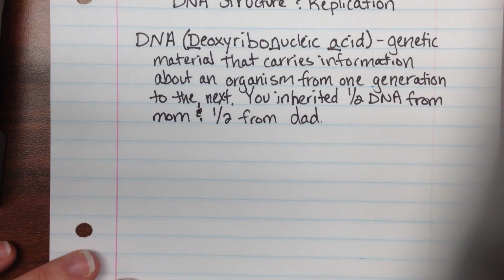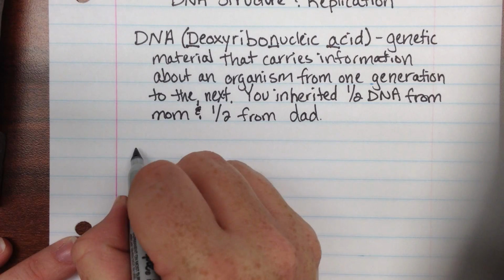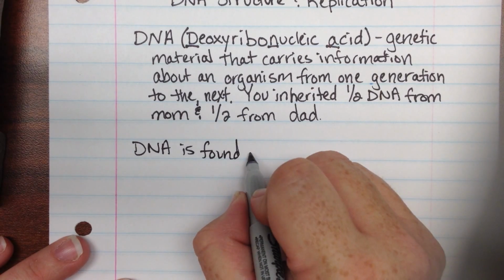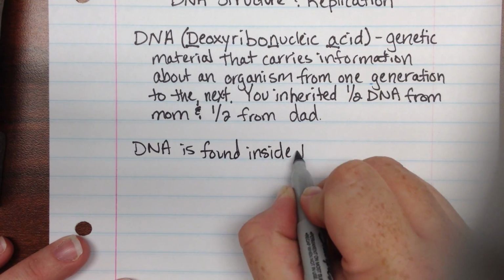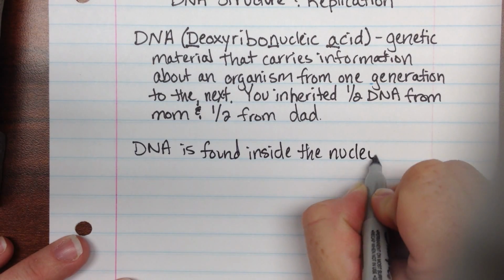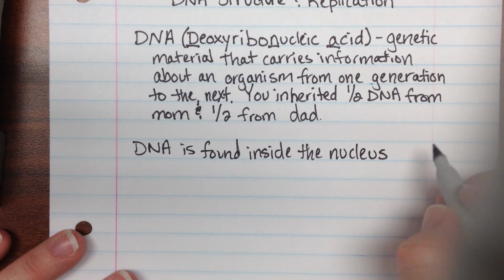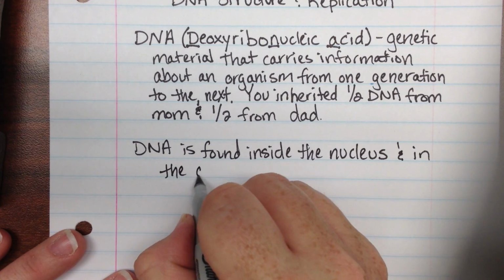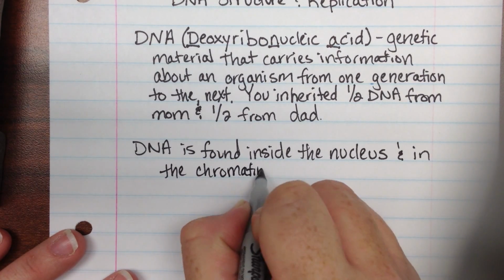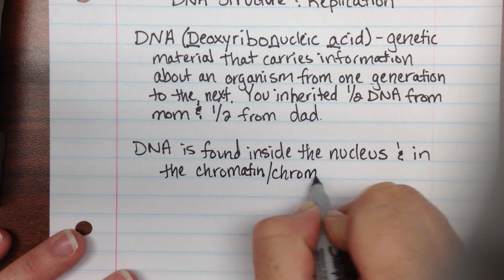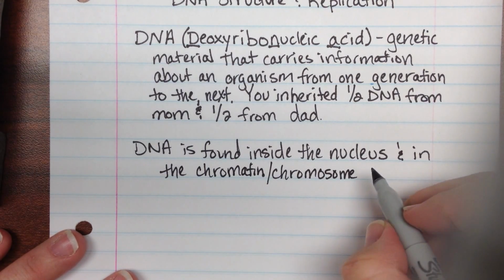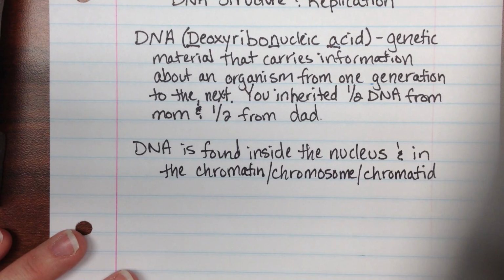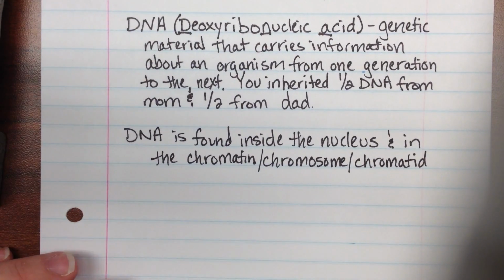All right, so where do we find DNA? Hopefully you already know the answer to this, okay? But DNA is found, okay, inside the nucleus. Okay. And in we can say multiple words here. We could say chromatin, we could use the word chromosome, or chromatid. All of those are essentially the same thing, just in different forms, okay?